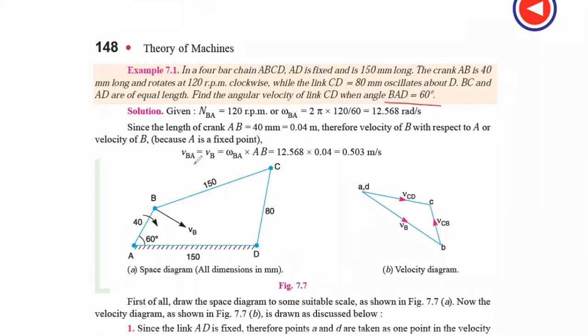So our first purpose is to draw the configuration diagram, also known as the space diagram. How to draw it? Because 150, 80, 150 mm, 40 mm are pretty large lengths. 150 mm is about 15 centimeters. So if you use an answer sheet, you need to rotate it into landscape mode, and the configuration diagram will occupy the whole page. And where will you draw the velocity diagram?